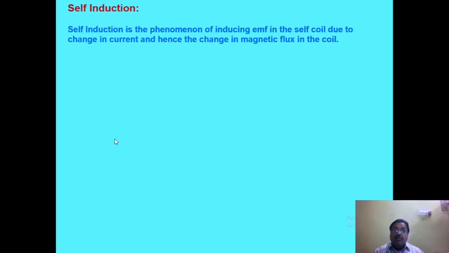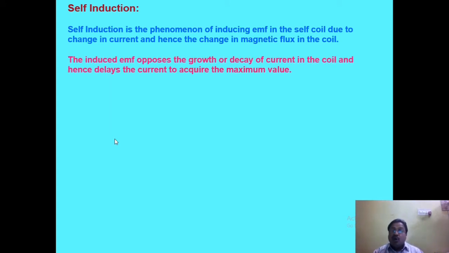Now one important phenomenon is self-induction. What is self-induction?